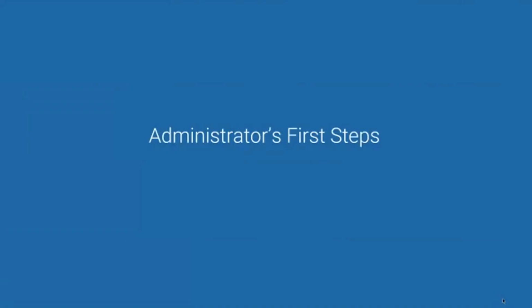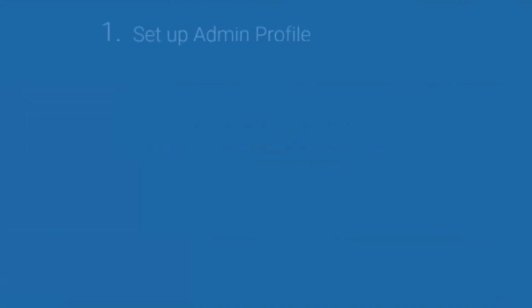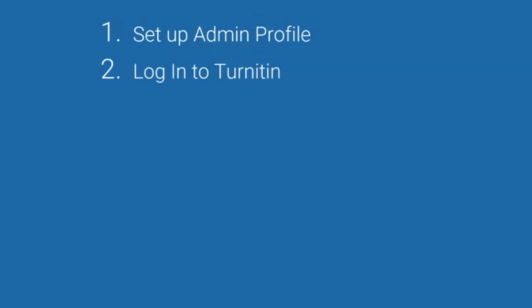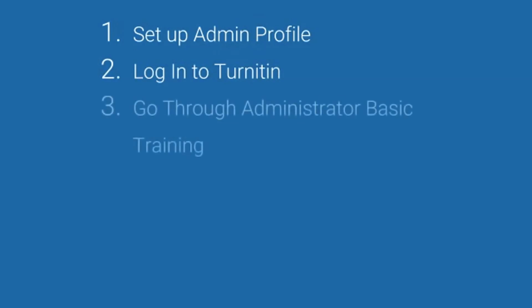So what are the first steps to take as a Turnitin administrator? Well, the first thing to do is set up your administrator profile. Simple process, a lot like setting up an Amazon account. You want to log in to Turnitin while you go through the initial training. That way you'll be able to follow along. It's not difficult training, but there are a few things that are not intuitive.